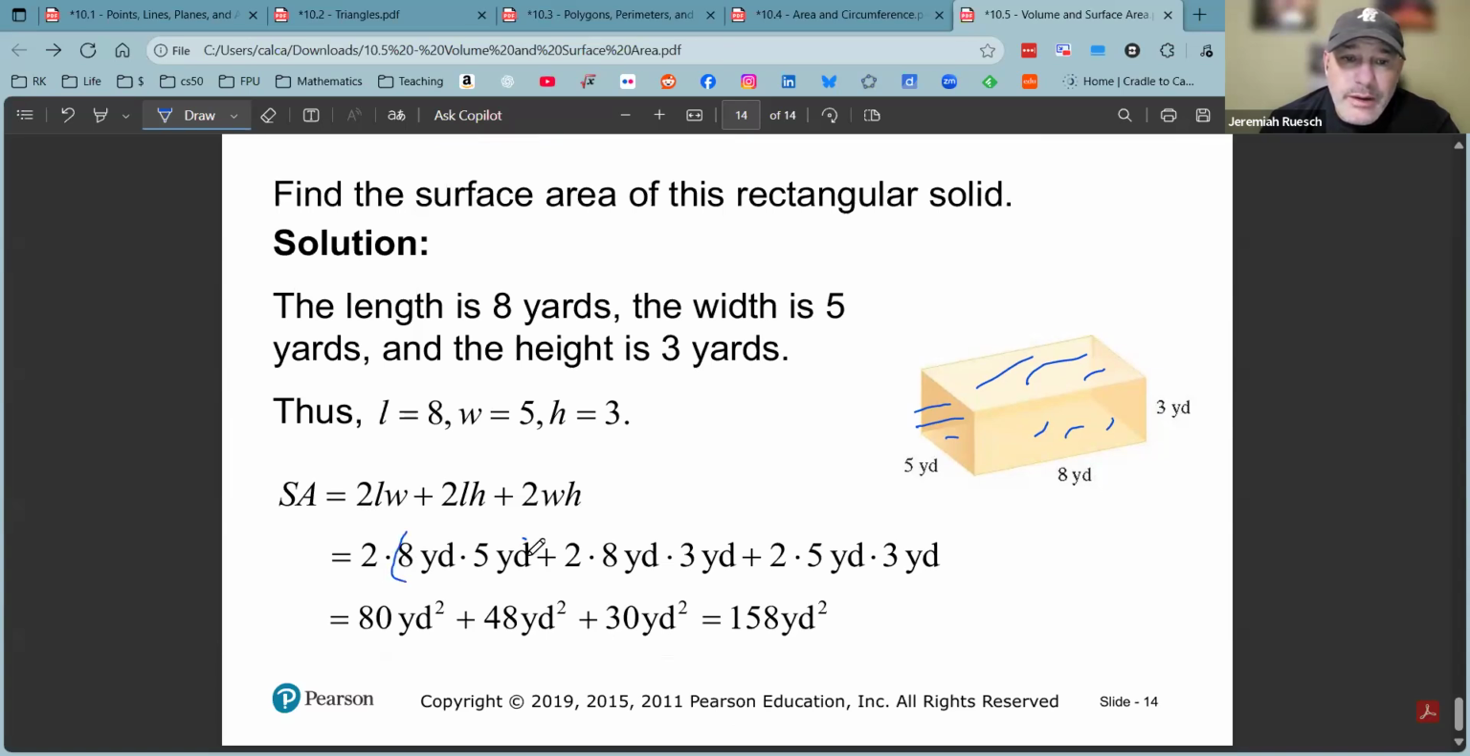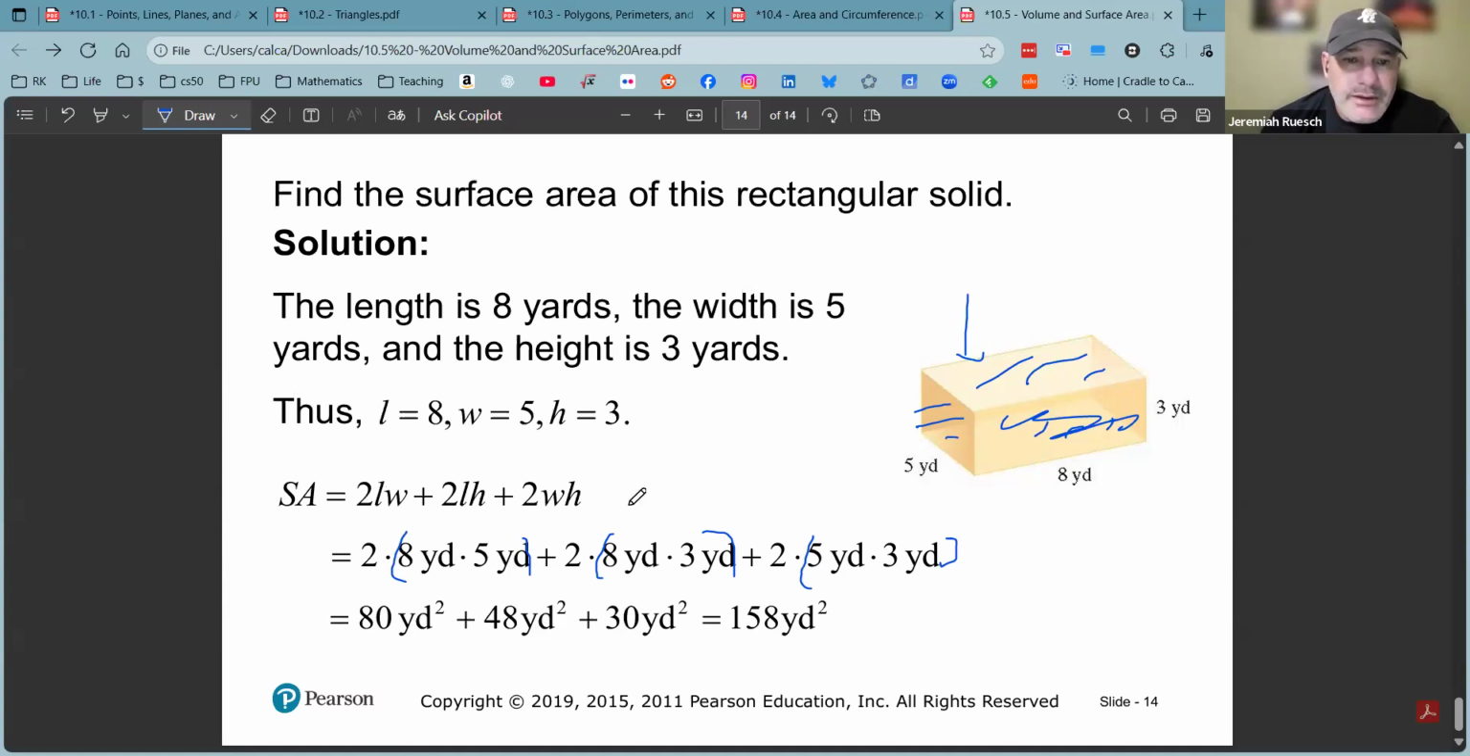So this is one area here. It's 8 times 5. That's the area of the top. And then 8 times 3. That's the area of this side right here on the front, and also on the back side over here, if you can see it. And then this area, 5 times 3, that's the area of this side right there. So those are the 3 areas that I need to find. And then you multiply them all by 2 and then add them together.